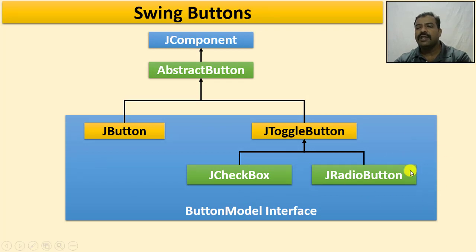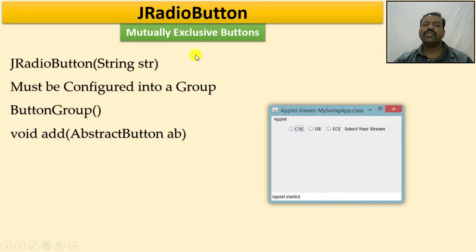Now we'll just see the radio button. A radio button is a mutually exclusive button, because with checkboxes, you can select multiple checkboxes at a time. You can select all the checkboxes if you want, but that's not the case with the radio button. If I select CSE, then ISE will be deselected if I had selected it. And right now if I select ISE and later if I select CSE, ISE will be deselected and CSE will be selected. This is what we call a mutually exclusive button. At any point of time, any one radio button will be selected, not all.